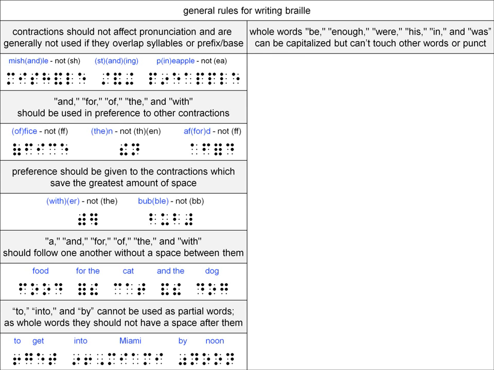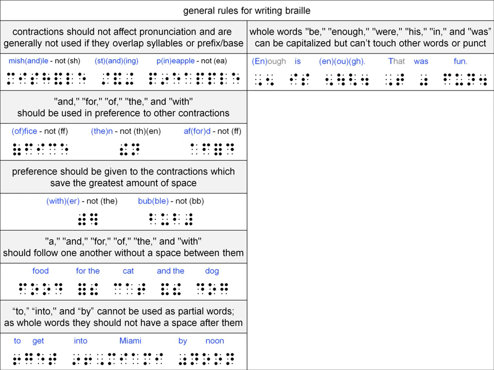The next rule relates to the words be, enough, were, his, in, and was. We'll see some different rules for a few of these contractions later when they are used as partial words. But as whole words, these contractions can have the capital sign preceding them, but they cannot touch any other words or punctuation marks. So for instance, you can use the whole word contraction enough to start the sentence, enough is enough, but you cannot use that same contraction to end the sentence, since it would be touching the period. Instead, you have to use the en, ou, and gh contractions the second time.